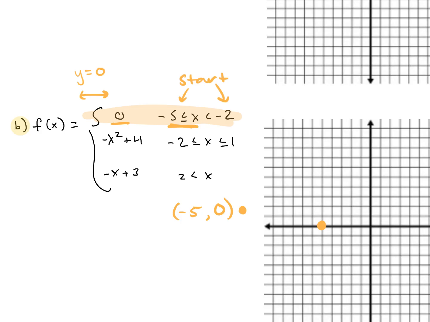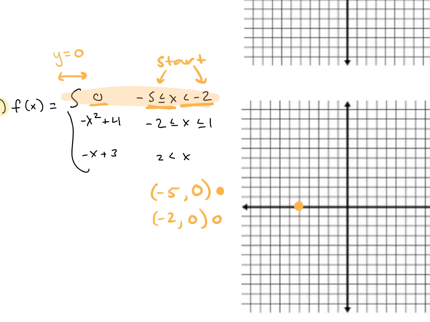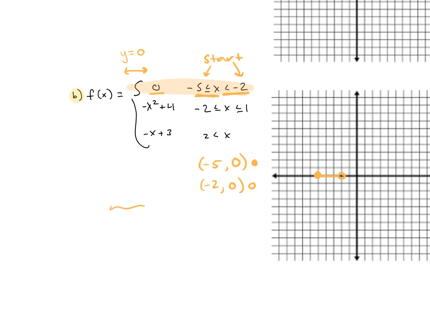We're going to do the same thing with -2. What's our y when we hypothetically plug in -2? It would be 0. And open or closed circle? Open circle, because it is just a less than sign. So we're going to go to the left to -2, put an open circle there, and we're going to connect our dot to the horizontal line. So that would be our first piece.